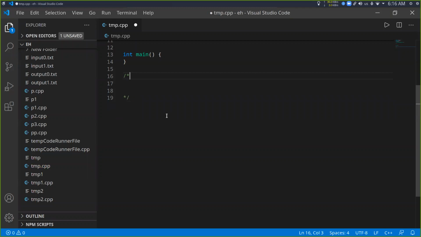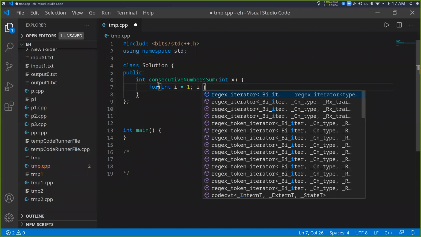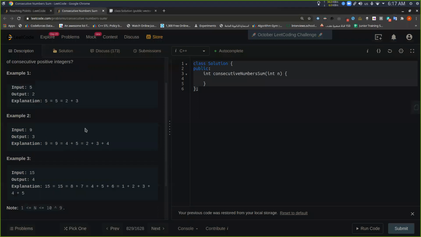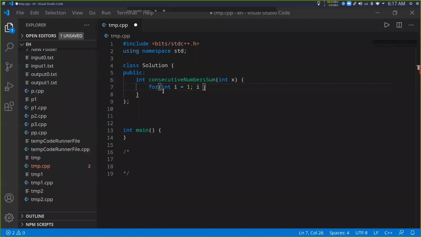So let's make this x. Okay, let's say we'll loop from 1. So we'll start from 1, with the number of consecutive integers starting from 1 until i. And then what do you think the end of our i should be? This is an important part. So n is up to 10 power 9, right? What do you think the end of our consecutive sequence should be? It shouldn't be x.